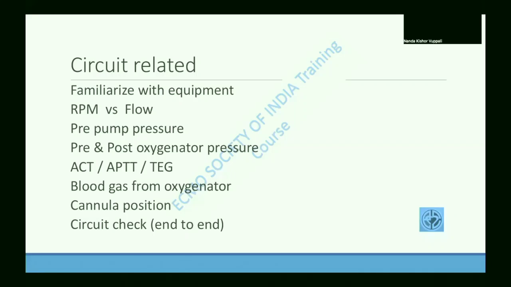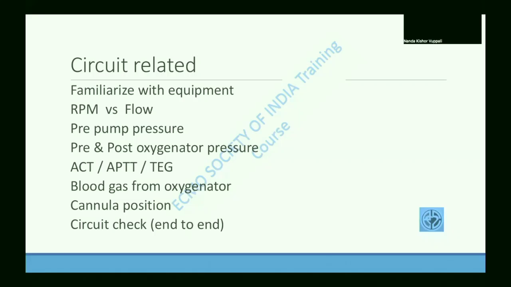And if somebody has the facilities to do a thromboelastogram, then you can do it. What we find useful is when the patient is bleeding and you are not able to pinpoint the reason for bleeding, or if you want to give any blood products, then TEG is quite useful in that way. But commonly used are the ACT and the APTT.